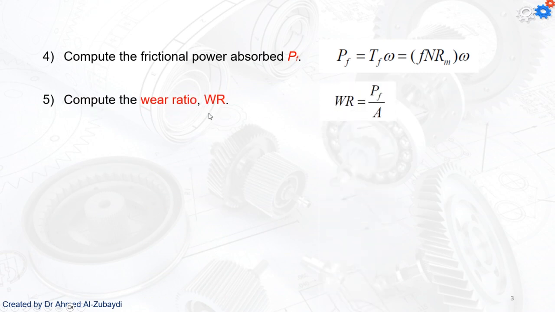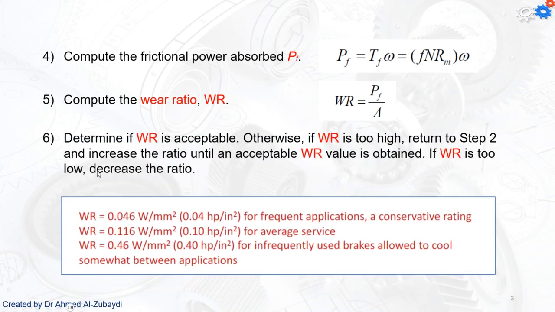Now we go into the next step, which is computing the wear ratio or WR. WR is going to be equal to the absorbed power divided by the cross section, the face area. By knowing this value, we will decide if our design was correct or if we need to change the WR value. So here my WR value is going to be acceptable, otherwise WR is going to be too high. Then we return to step number 2 and we're going to suggest a new ratio for the R over O.